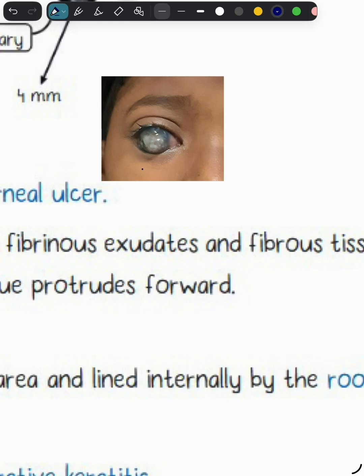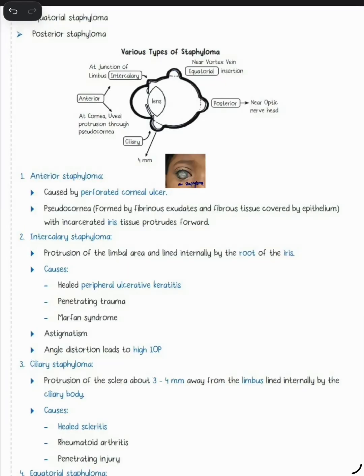This is the image of the anterior staphyloma, in which the corneal ulcer becomes perforated. The iris becomes attached to the leftover cornea, and in the process of healing, the pseudocornea is formed. The intercalary staphyloma occurs at the limbal area. It is a protrusion at the limbal area lined by the root of the iris. So the incarcerated tissue is the root of the iris, and the protruded area is the limbal area.